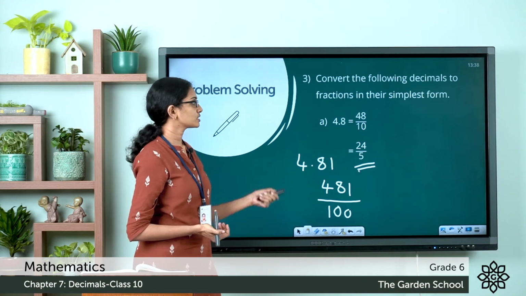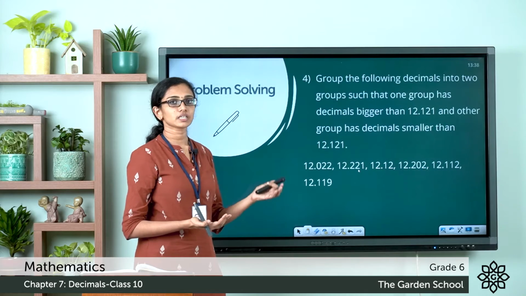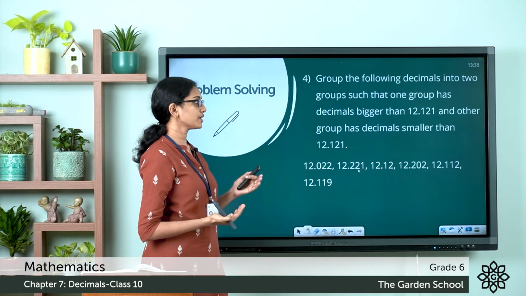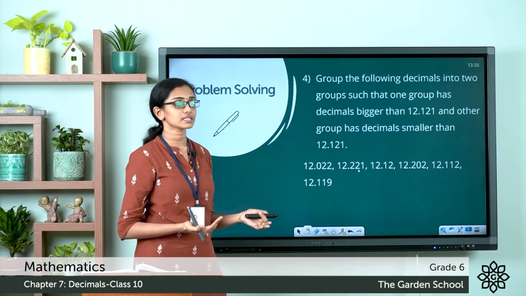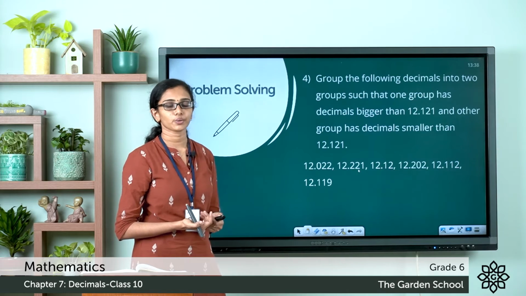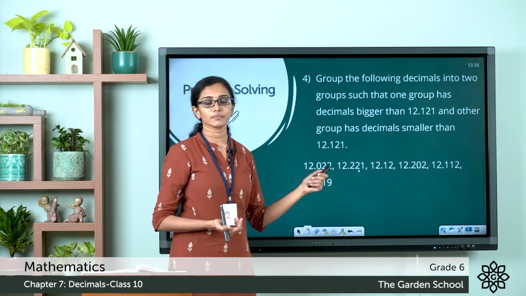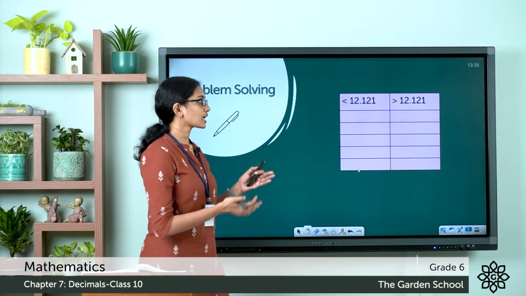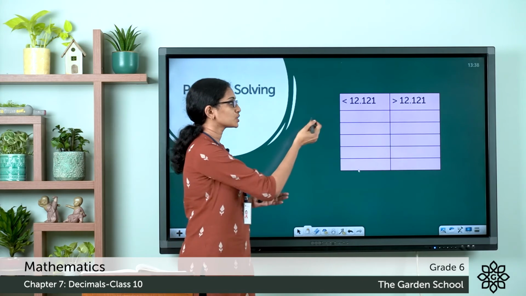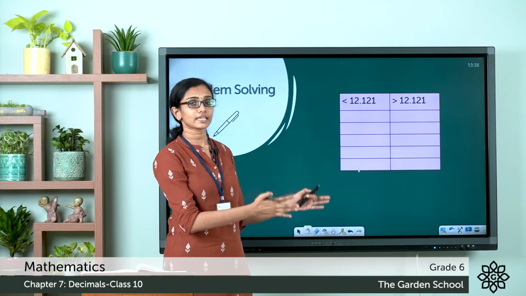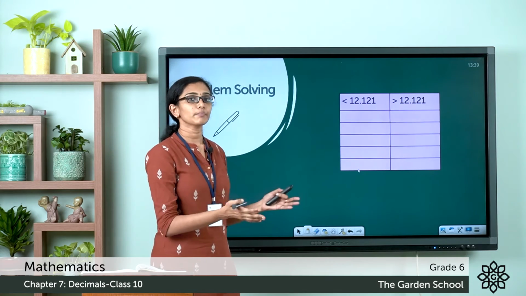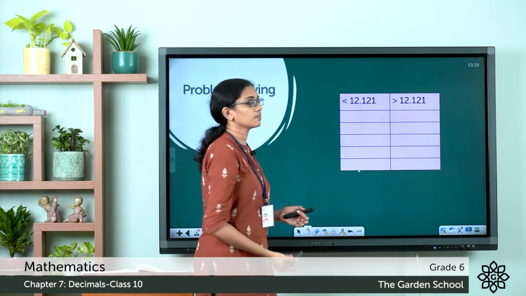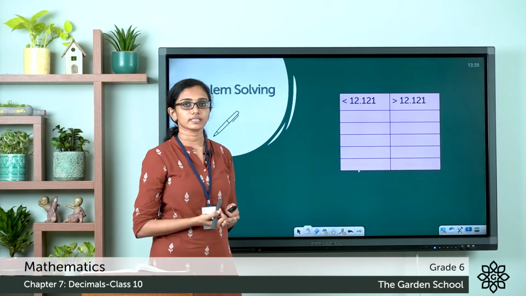Now let's discuss the fourth question. Group the following decimals into two groups such that one group has decimals bigger than 12.121 and the other group has decimals smaller than 12.121. So here you are given a few decimal numbers. What you can do here is make a small table like this and compare each of the given decimal numbers with 12.121, and then you can categorize the given decimal numbers as numbers less than 12.121 and numbers which are greater than 12.121. And you can complete the table like this.